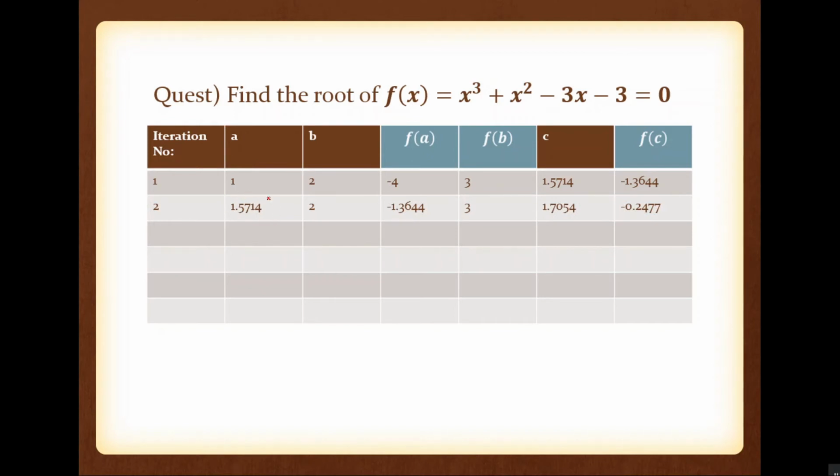So A is 1.5714. There is no need to replace B. So f of A will change, f of B will not change. So here we have a difference. We are not calculating the midpoint, we are using the secant method to calculate C. So C is equal to 1.7054. And you can see that the corresponding f of C is minus 0.2477.